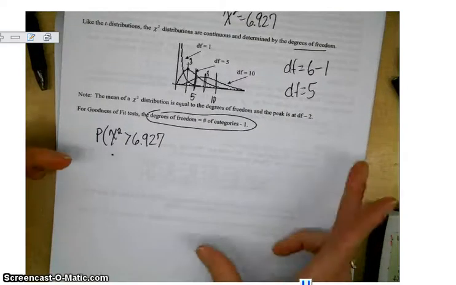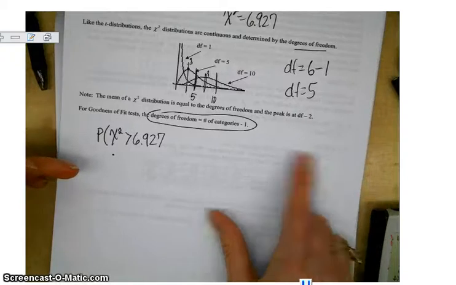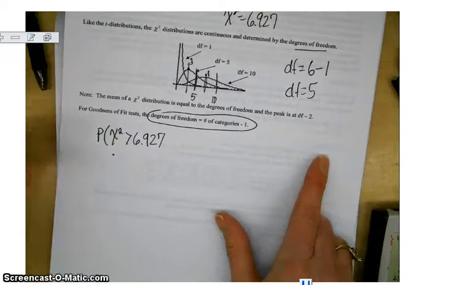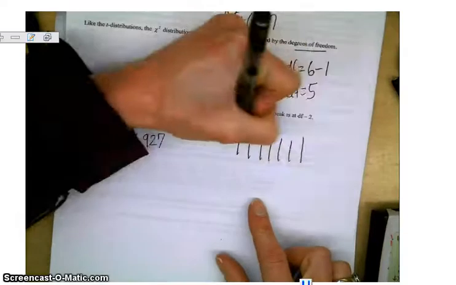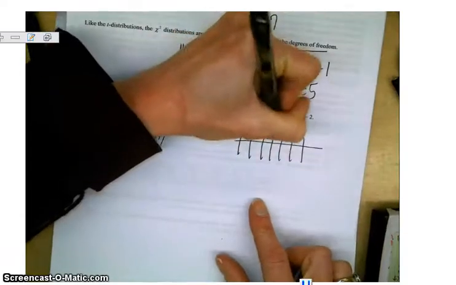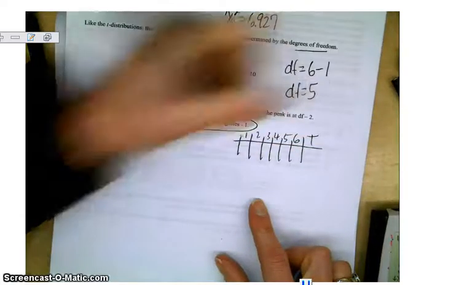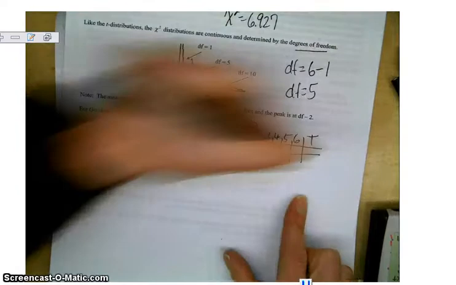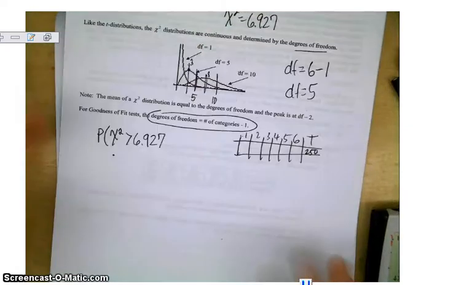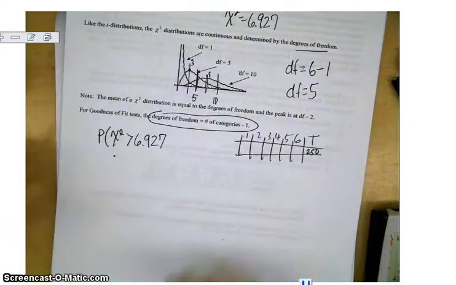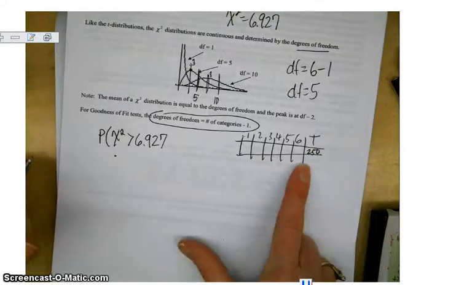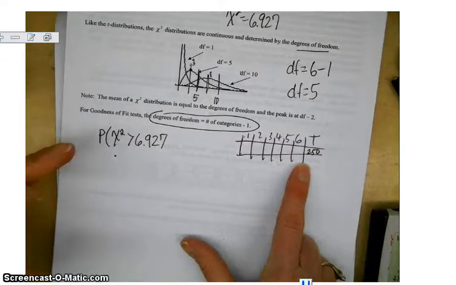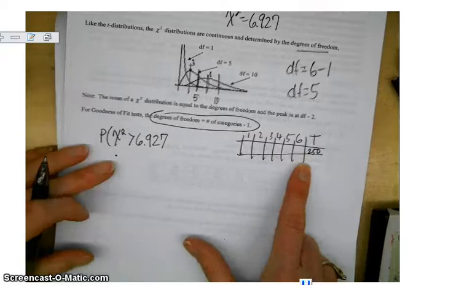Consider a blank table with 6 categories and a total. So 1, 2, 3, 4, 5, 6, and then we have our total. So we have 6 categories and we have a total of 250, let's just say. Here's kind of the idea behind degrees of freedom. How many cells do you need to know in order to fill out the entire table?